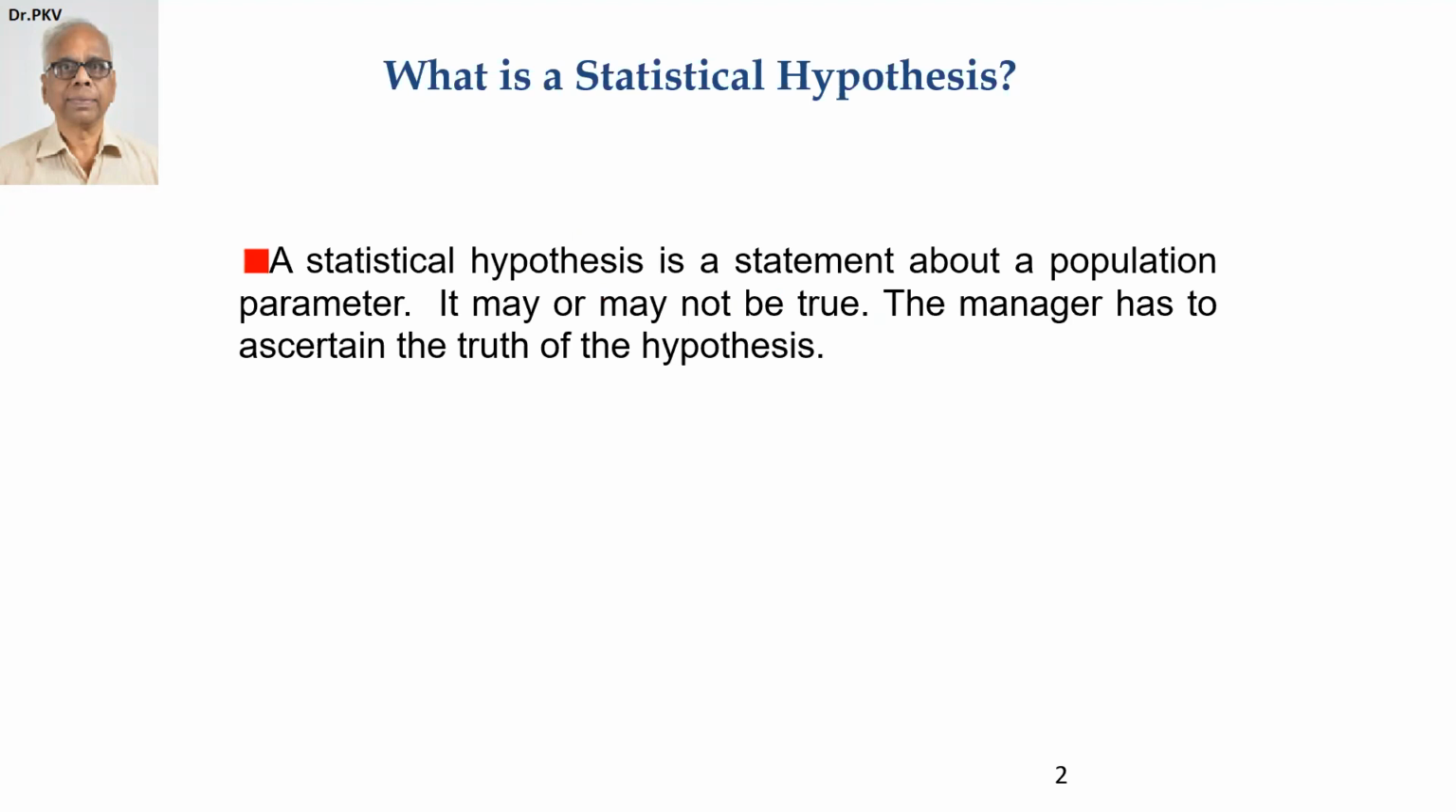We all know hypothesis is an assumption or a conjecture. A statistical hypothesis is an assumption that you make about a population parameter. So you make the assumption in the form of a statement about the population parameter. It is called a statistical hypothesis. It may or may not be true. The manager has to ascertain the truth of the hypothesis, to what extent it is true, under what circumstances, how much can I rely, can I prove it. All these things we will have to understand in the context of statistical hypothesis.